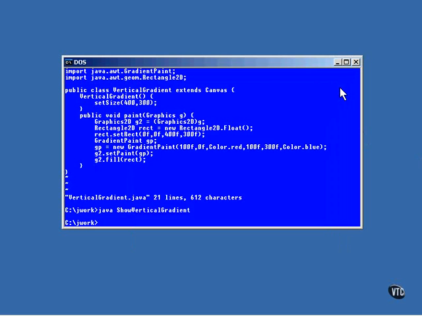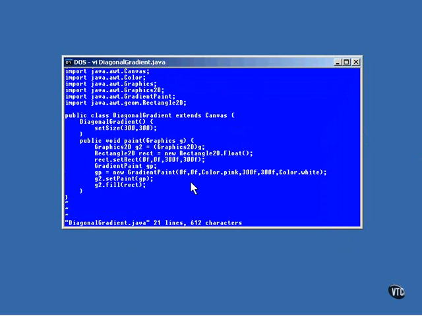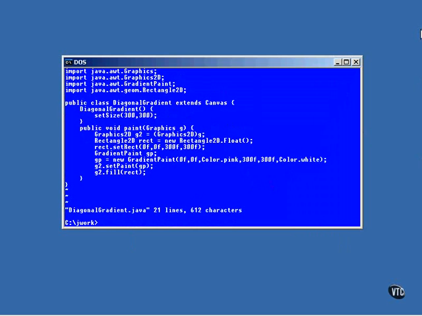Now, in that example, the gradient is vertical because the 2 points are directly above one another. Here's an example of one that shows the line of the gradient is running on an angle. In this example, the start of the gradient is in the upper left-hand corner, and the starting color is pink. The ending point of the gradient is in the lower right-hand corner, and the ending color is white. This means that the direction of the gradient should run from the upper left to the lower right.